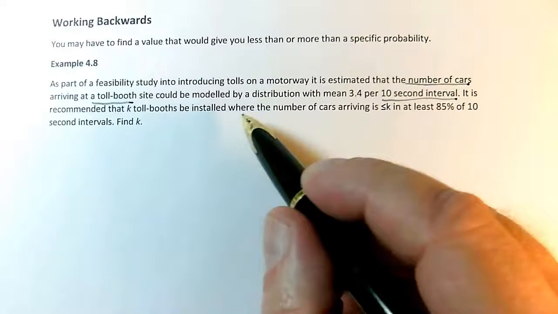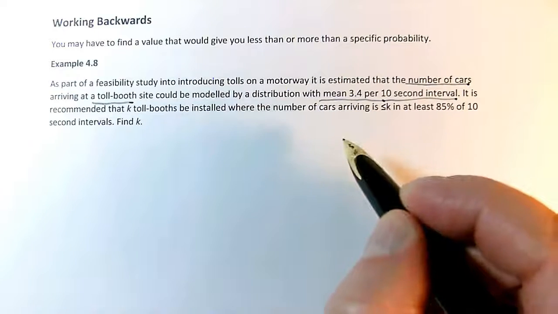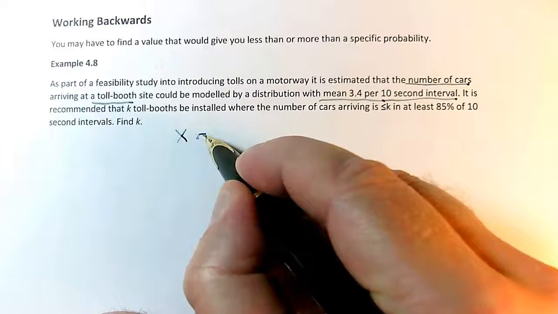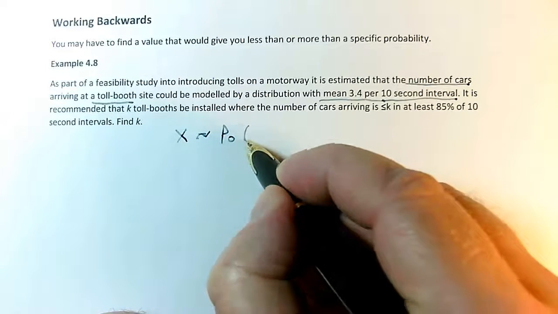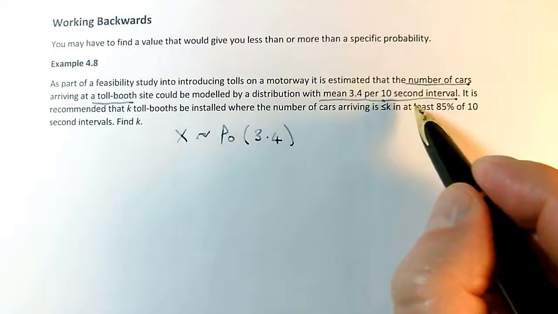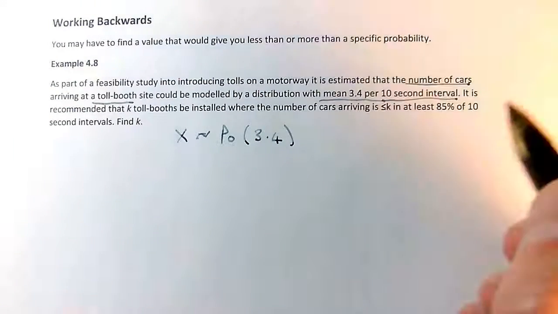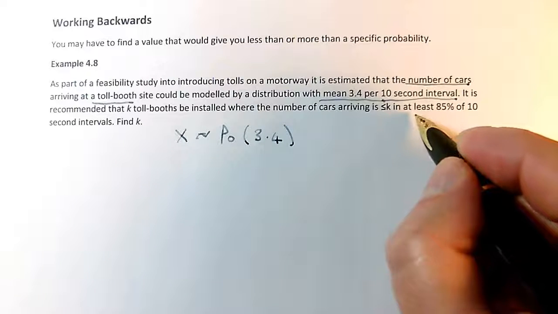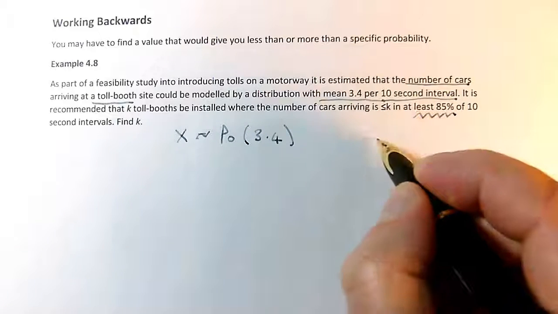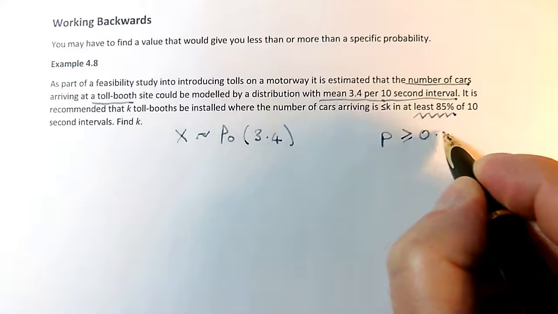Okay. It says modelled by a distribution with mean 3.4 per 10 seconds. So that's going to be my Poisson. So X, which is the number of cars in 10 seconds, twiddles, I should say, a Poisson with mean 3.4. Okay, check I don't have to change the time interval. This is a 10-second interval, so that's great. I want there to be something happening in at least 85% of 10-second intervals. In other words, there's a probability that I need to be at least 85%, which is 0.85.